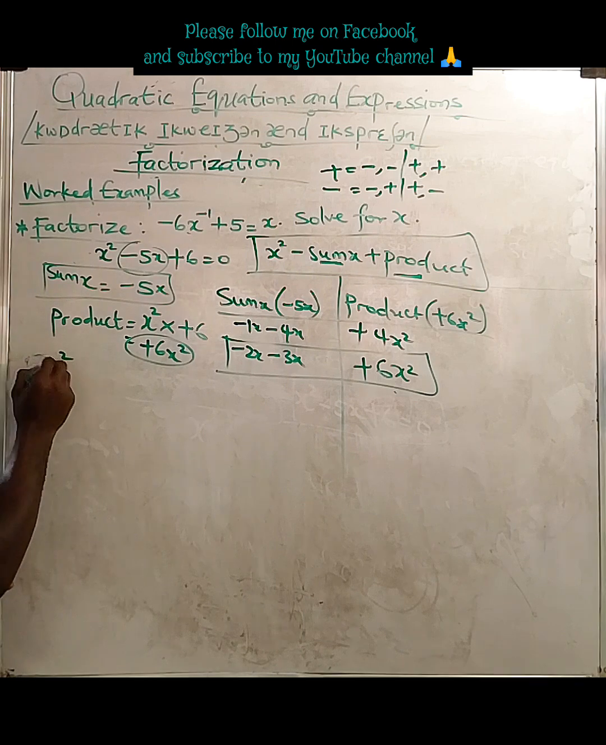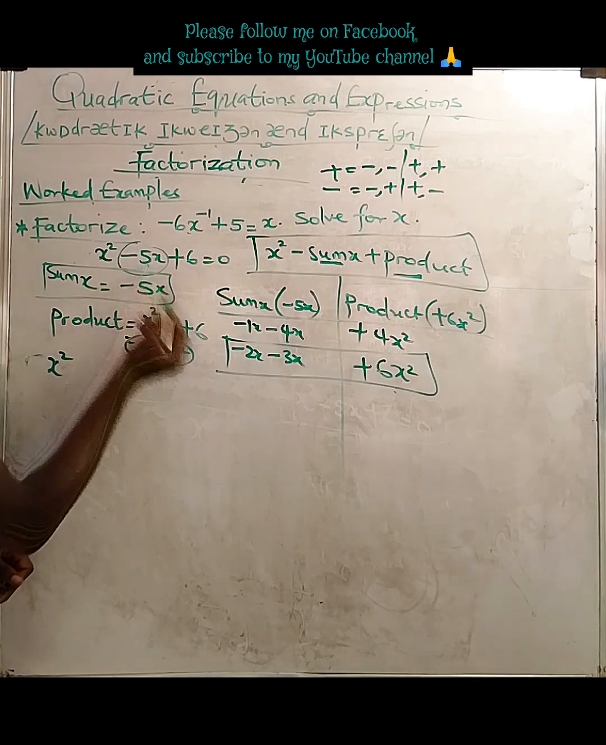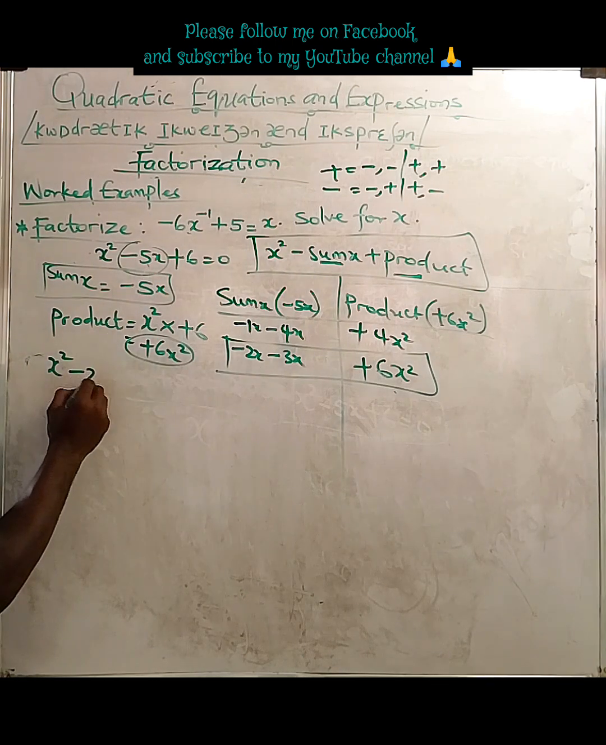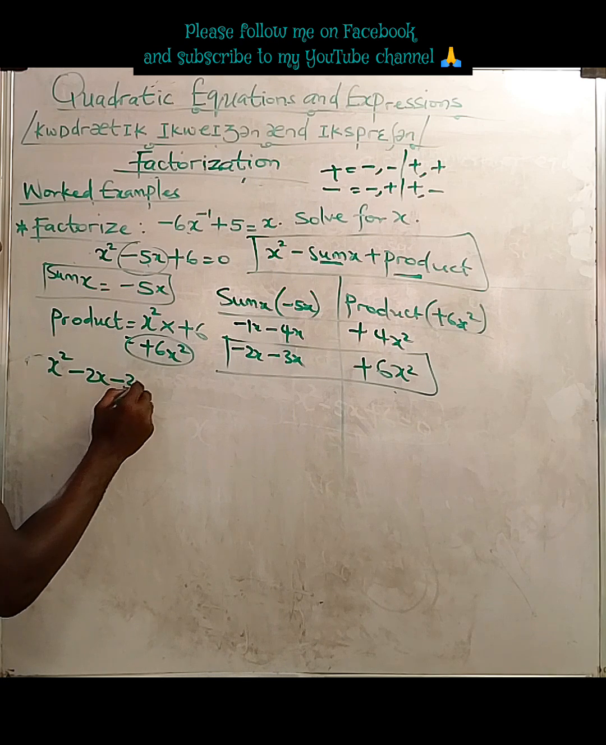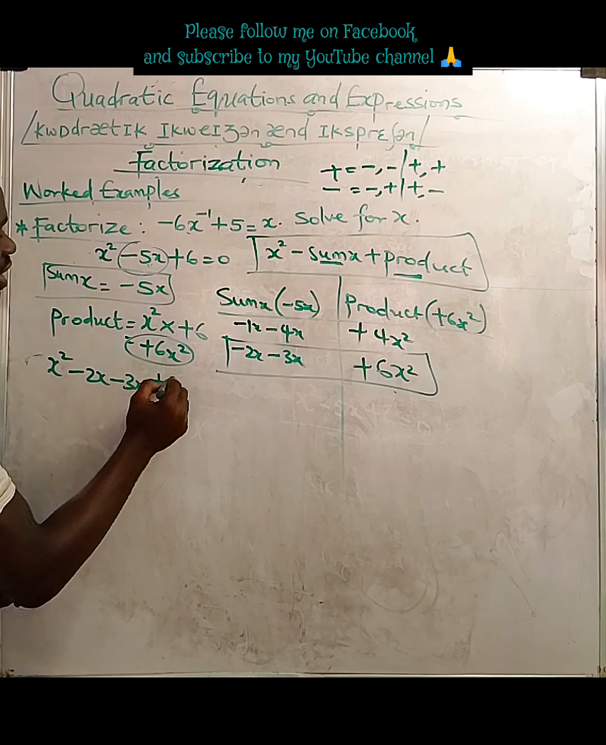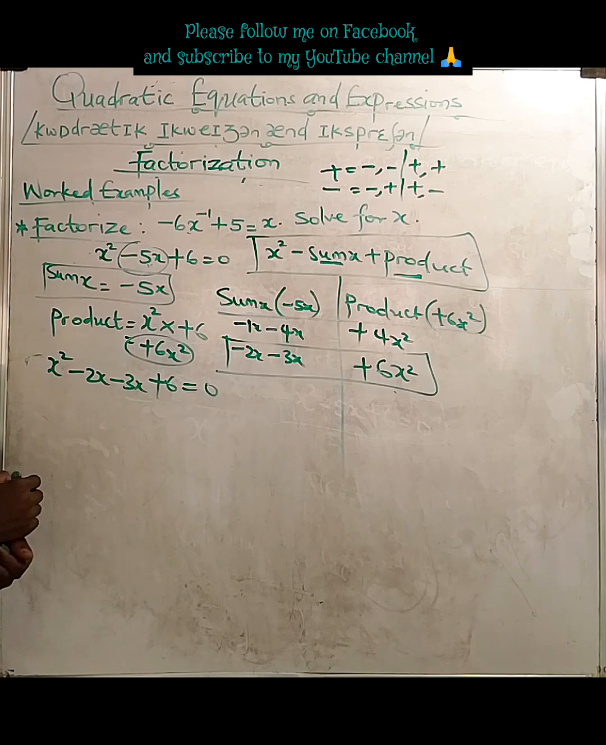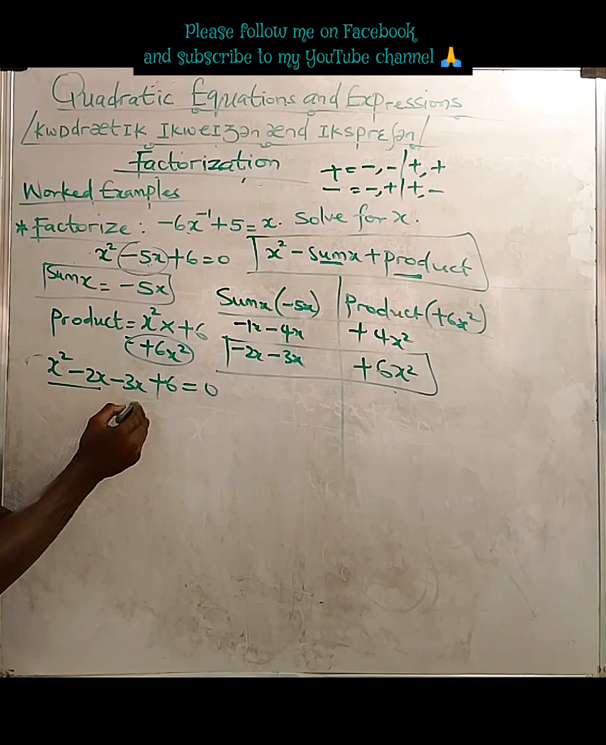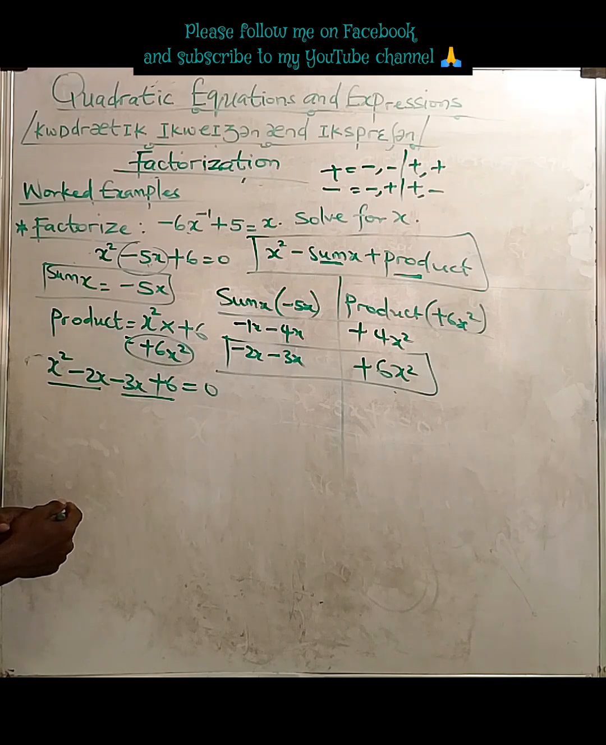x squared. Instead of writing minus 5x, we write minus 2x minus 3x. Those two already combine to give us minus 5x. Then plus 6 here equals 0. So what do we do? Now we're going to share them in twos. These two will come together. These two will come together.